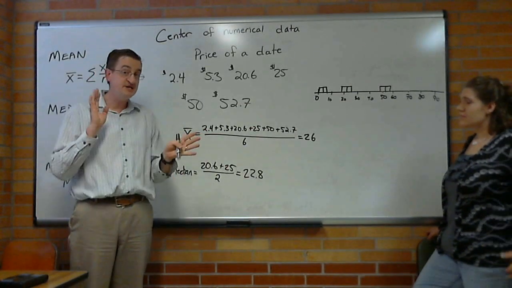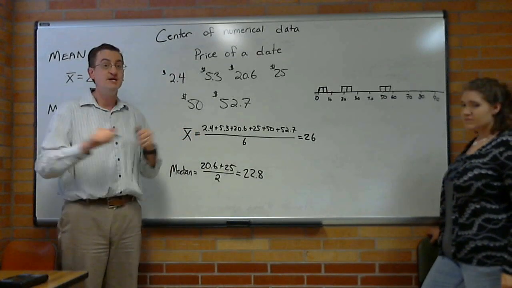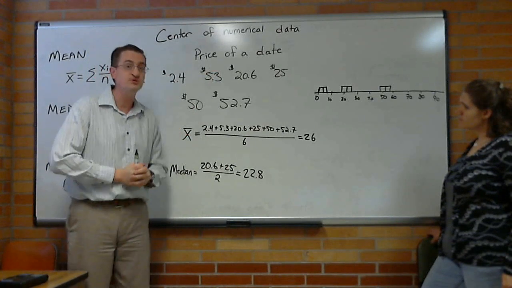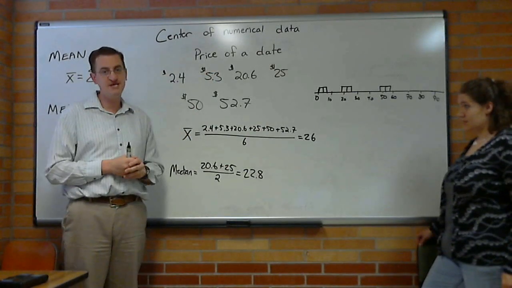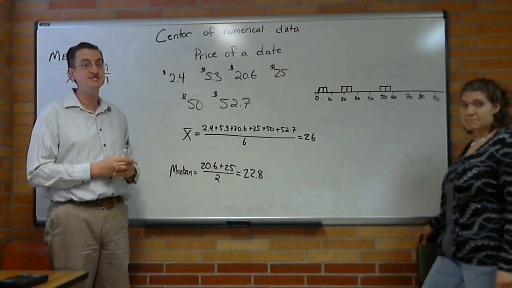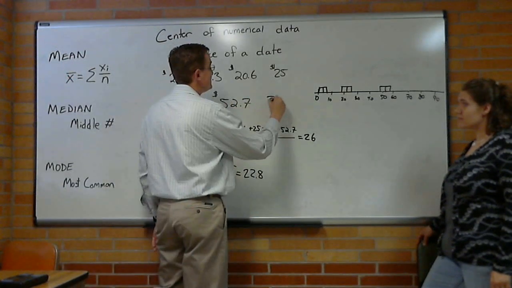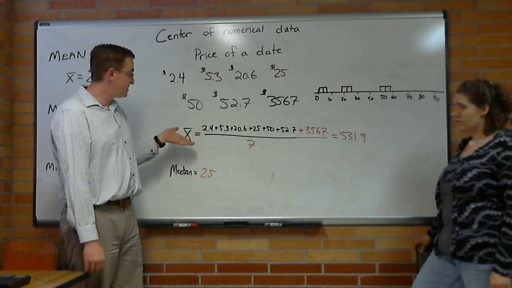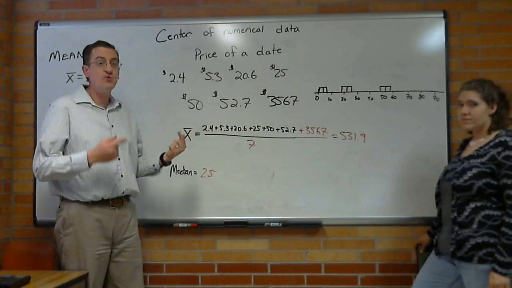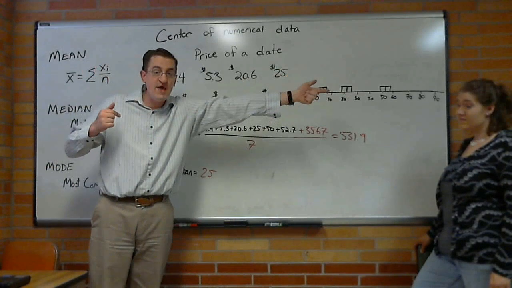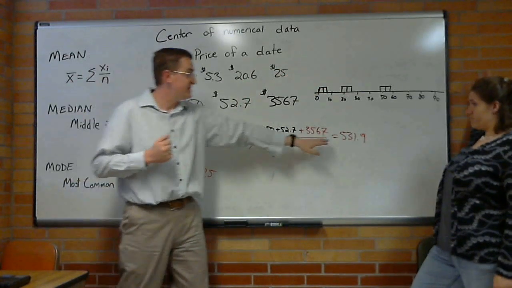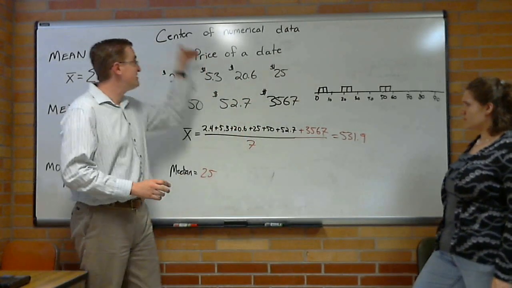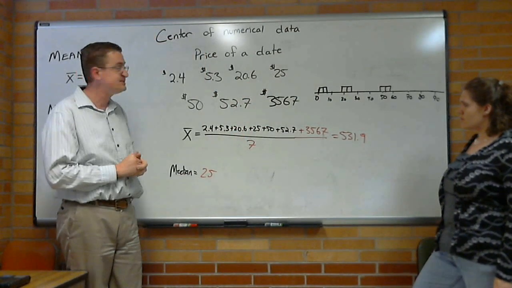Here's why the median and the mean are sometimes different. Let's imagine that out of these 6 people, we survey a 7th person who happens to be Bill Gates. And Bill Gates, on his last date, spent $3,567. Look at what has happened to our mean. In order to balance that guy sitting way out there on the edge, we've had to go clear out to 531. Is 531 a good measure of where the center of this data is?